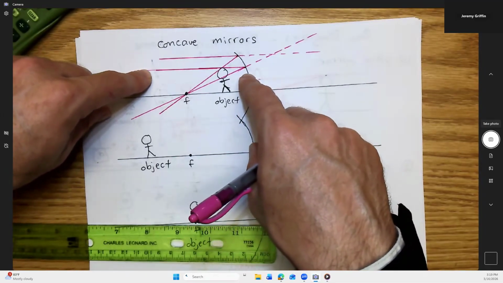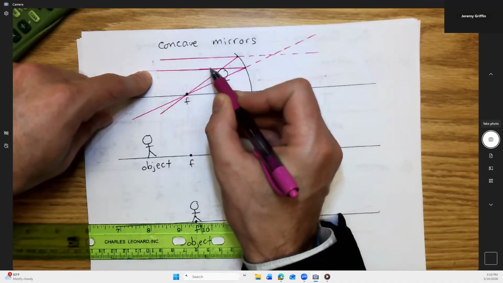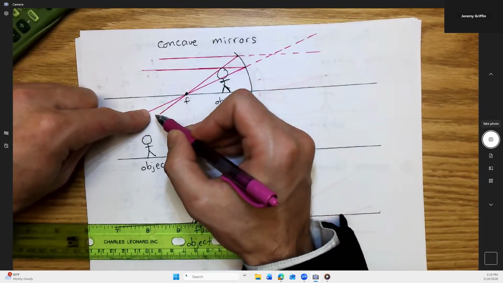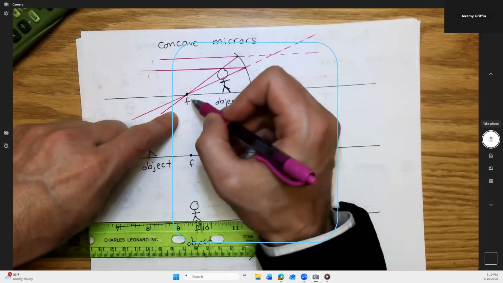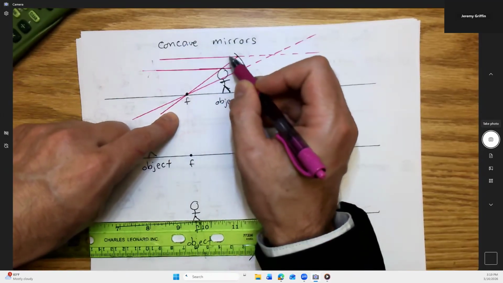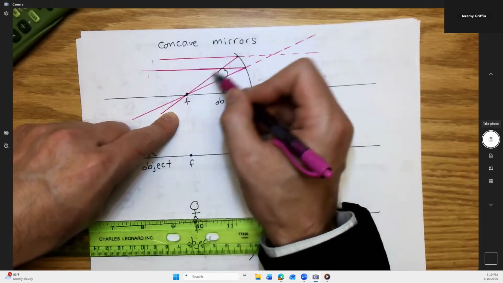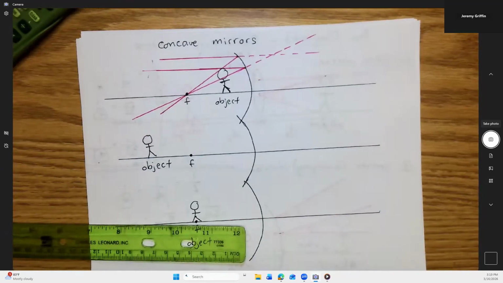Here, we'll repeat everything I just said. Let's go back in time a little bit. The first line you did was skirt the top of his head parallel to the ground. That bounced off the mirror, boing, straight through the focal point. Or you could, of course, vice versa, go backwards, boing. Then let's start at the focal point, skirt the top of his head. That's going to bounce off, boing, parallel. Anything that goes through the focal point has to bounce off the mirror parallel to the ground. And that's how we sort of define the focal point in the first place.